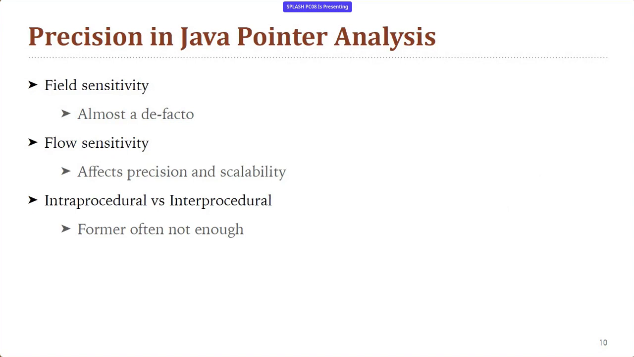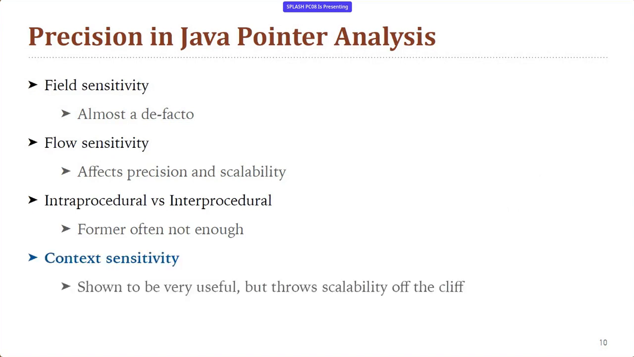As I said, JIT compilers typically go with intra-procedural analysis and end up doing very few optimizations that could be done by inter-procedural analysis. And once you go to inter-procedural analysis, probably the most interesting thing that comes to your mind is context sensitivity, which has been shown to be very useful, especially for object-oriented languages, but it throws scalability off the cliff as soon as we are context sensitive.